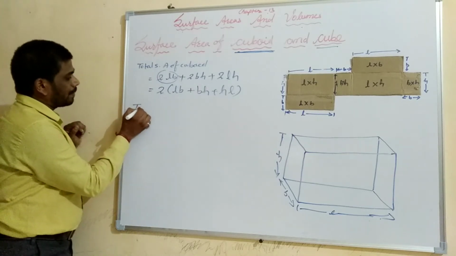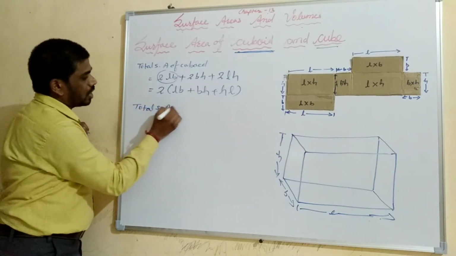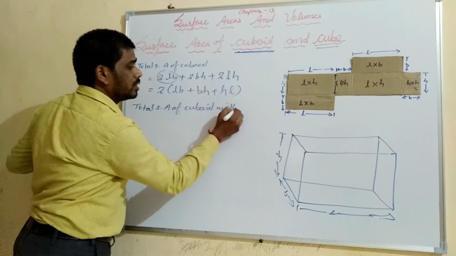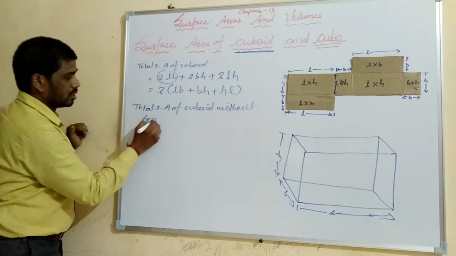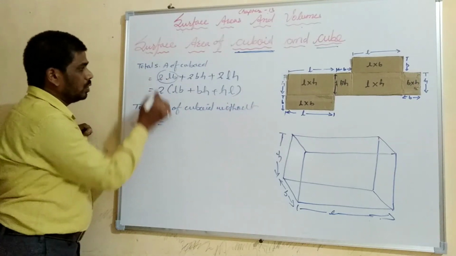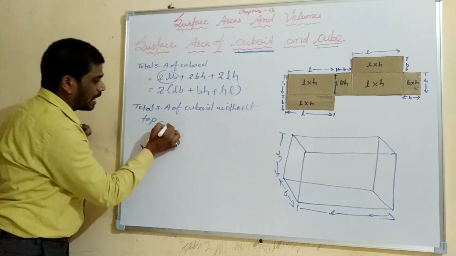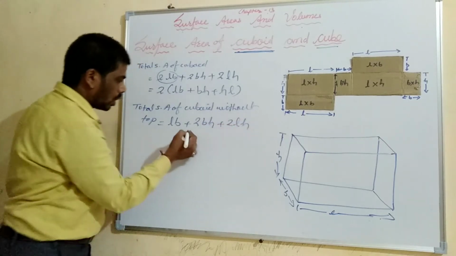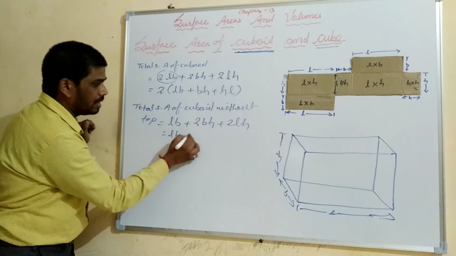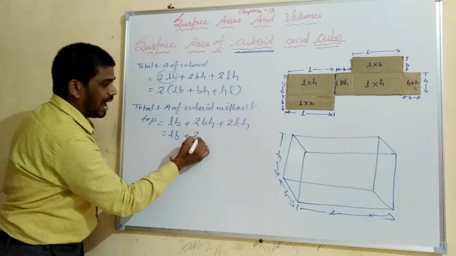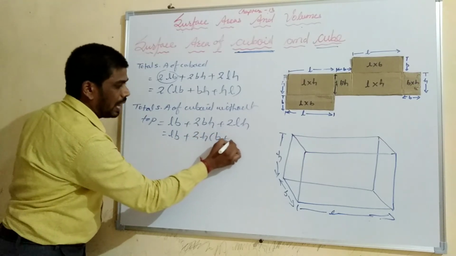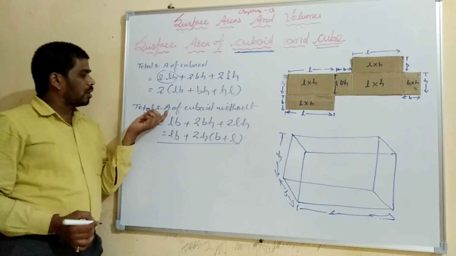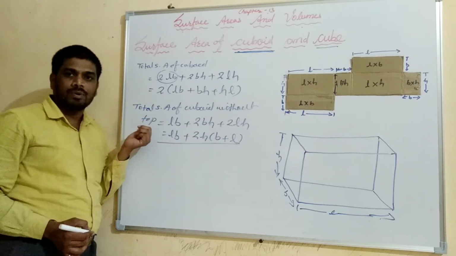So the total surface area of a cuboid without top or bottom is equal to, instead of 2 times L into B, we will write LB only, plus 2 times BH plus 2 times LH. You can write it in another way also: LB plus 2H, taking common, (B plus L). This will be the formula for the total surface area of a cuboid without top or without bottom.